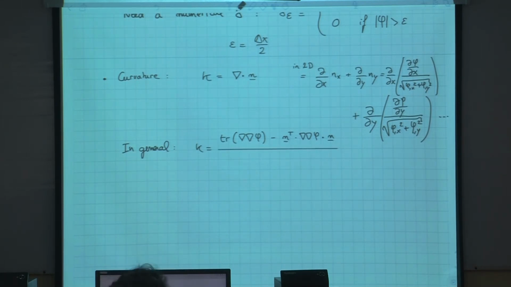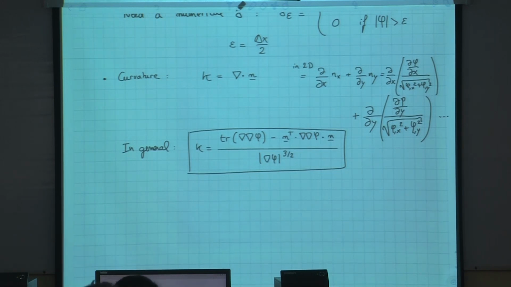Dimensionally, this is not right. It needs to be normalized by the magnitude of the gradient to obtain a dimension of 1 over length. So this falls out of a computational geometric argument. There's nothing particularly exciting here. Ultimately, that tells us what we need to compute curvature from the level set.